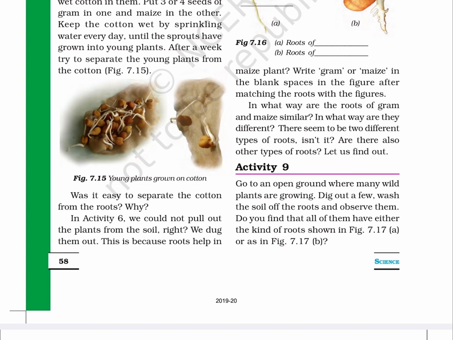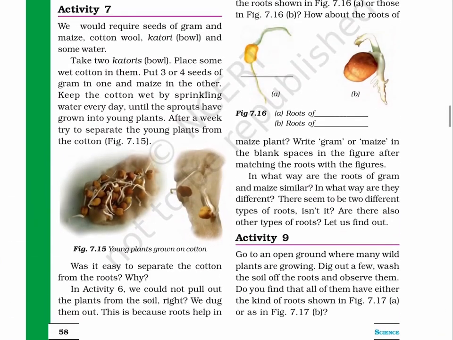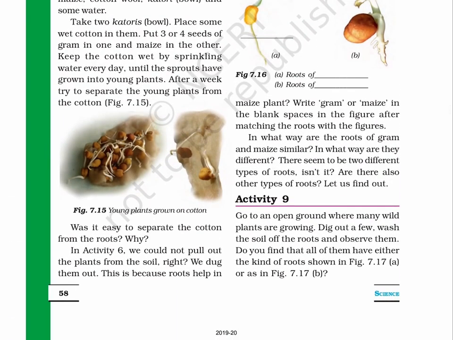Separate the plants you have collected into two groups. In group A, put those that have taproots and in group B, those that have fibrous roots. Look at the leaves of the plants in group A. What kind of venation do they have? What kind of venation do you see for plants of group B?